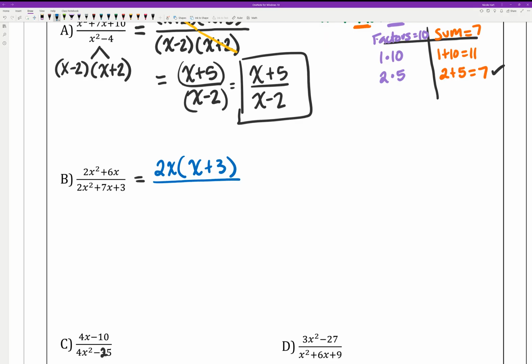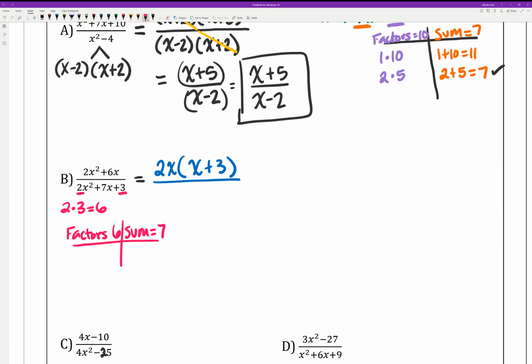Now on the bottom, we have 2x squared plus 7x plus 3. So this is a trinomial we're going to have to turn into two binomials. And it is a trinomial that has a leading coefficient of 2. So we are going to, in fact, multiply the a and c, the 2 and the 3, together, and that gives us 6. So we are going to look for factors of 6 that have a sum of the middle number, which is 7.